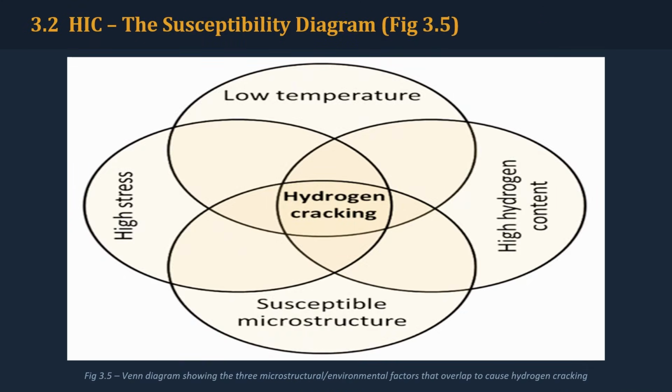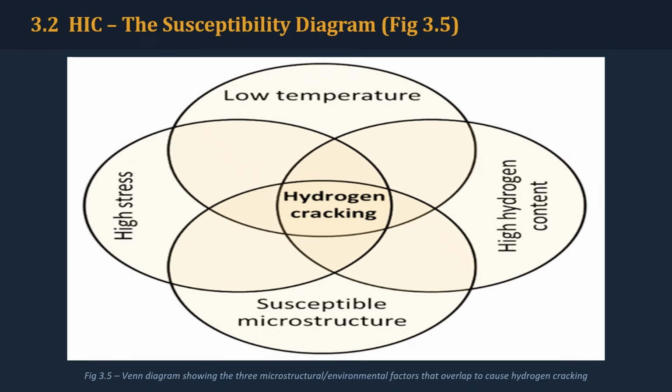The Venn diagram on this slide provides a useful mental model for hydrogen cracking. The three visible environmental and mechanical conditions are low temperature, high stress, and high hydrogen content. The presentation identifies low temperature as below 300 degrees Celsius, high stress as greater than 0.5 times yield stress, and high hydrogen content as greater than 15 ml per 100 grams. The fourth factor is the susceptible microstructure, which is associated with hardenable steels and elevated hardness.